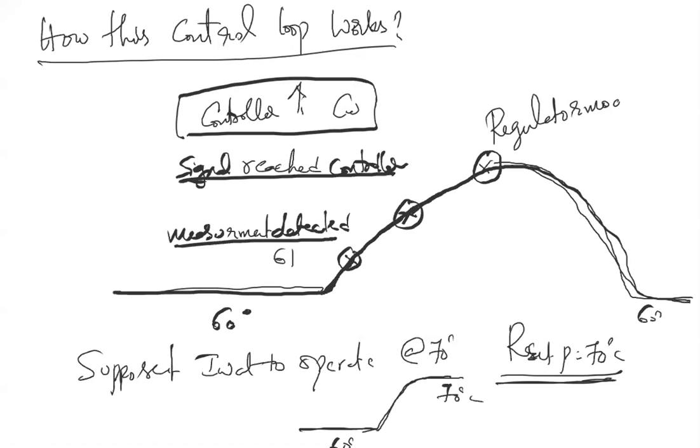Regulator mode means that the system is responding to the disturbances. If you change the set point, then this is servo mode of the controller. This is called regulator mode of the controller.